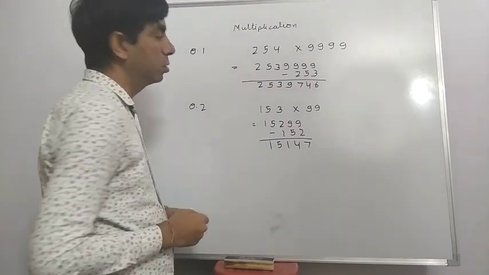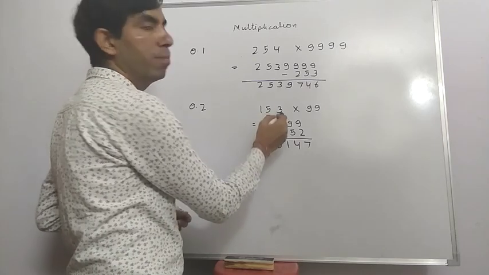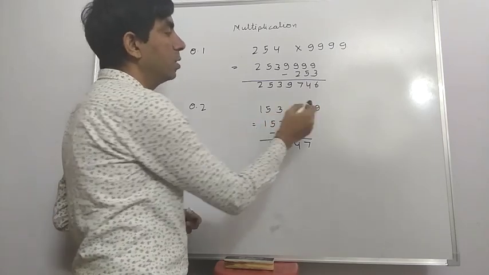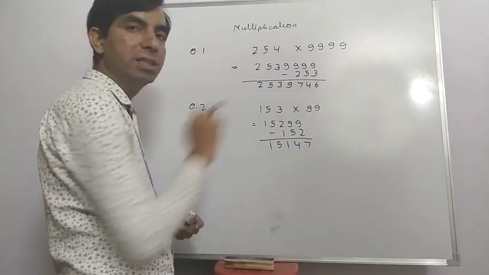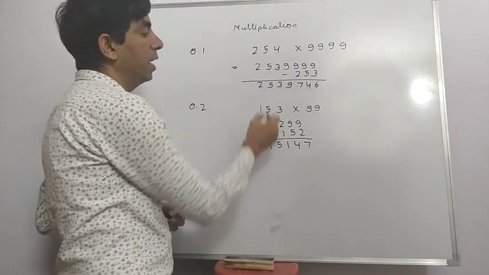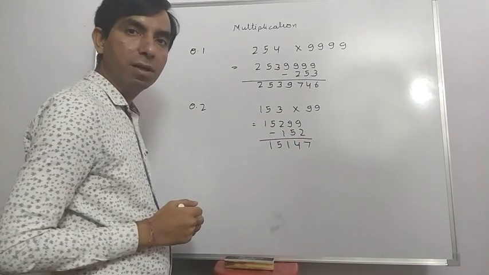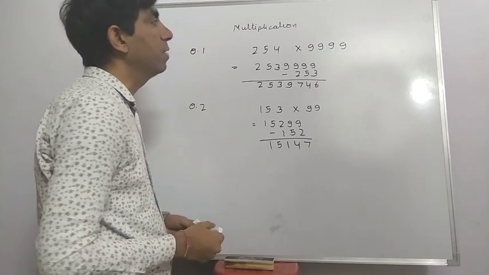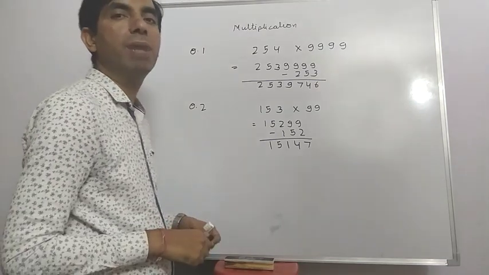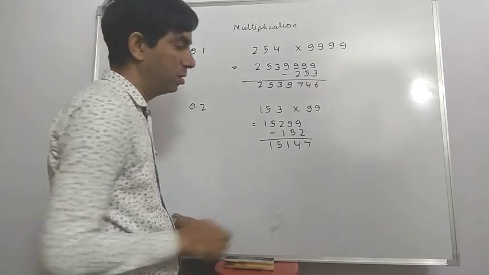In this number also, 153, the previous number is 152. Then we multiply it by 999. Again write this number as it is. Then we write the previous number, subtract, then we get this answer. Always, we can multiply any number by a number made of 9 digits.